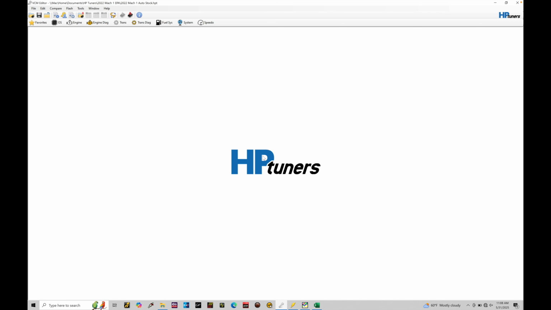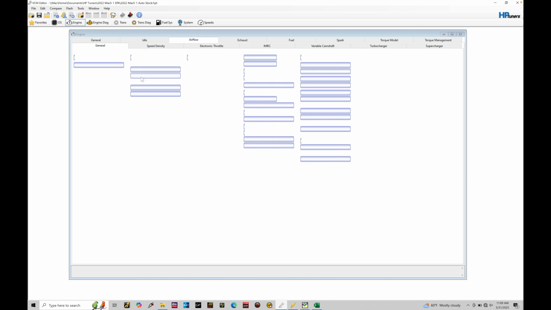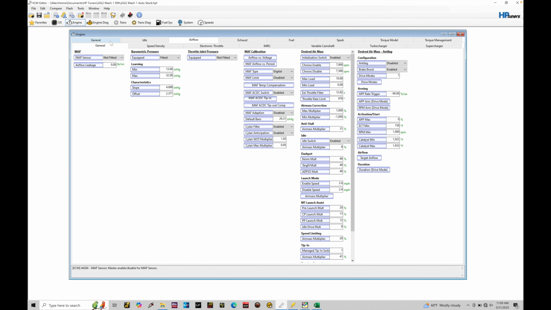Okay, so what I'm going to do right now is jump up here into the engine tab, and let's give that a second, go up here to general, and we're going to go over here to airflow, and then we're going to go into general. In here, we find that we have this area called MAF calibration. This is all things related to our mass airflow sensor.